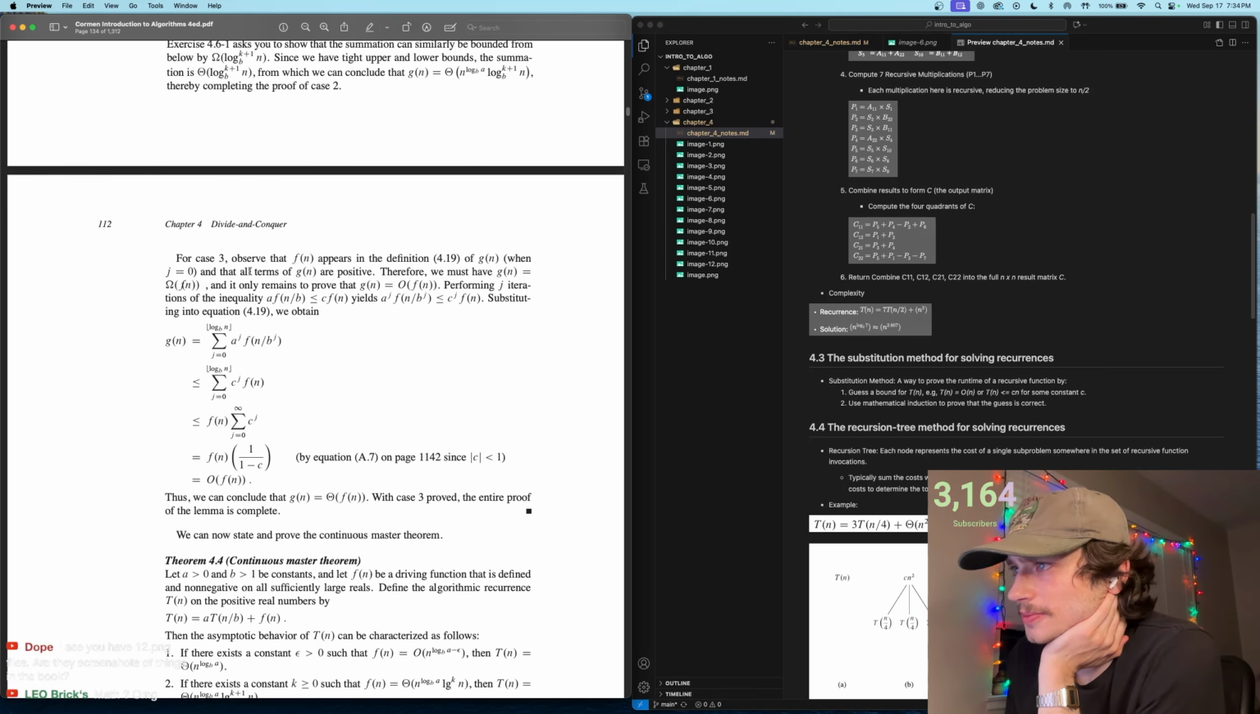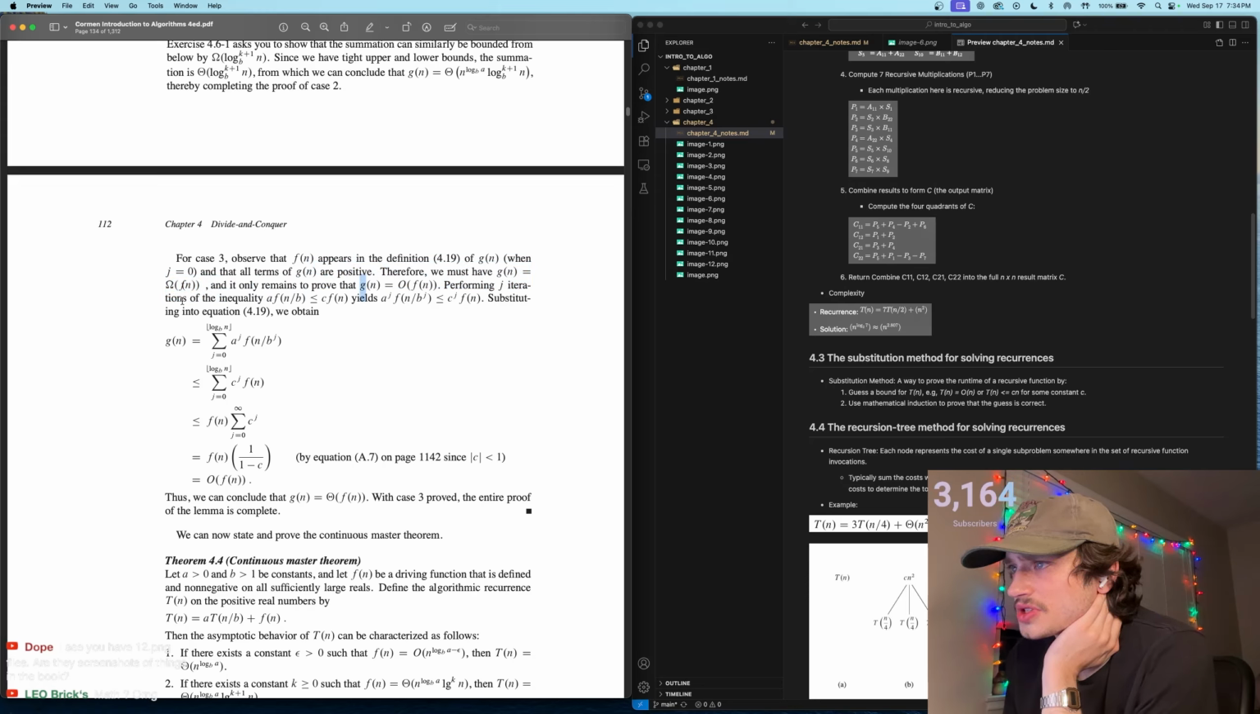For case 3, observe that f of n appears in the definition 4.19 of g of n when j is equal to 0, and that all terms of g of n are positive. Therefore, we must have g of n equal to big omega of f of n, and it only remains to prove that g of n is equal to big O of f of n.